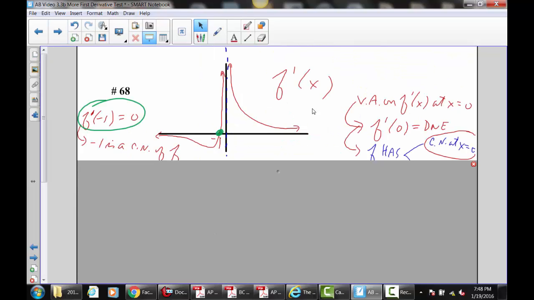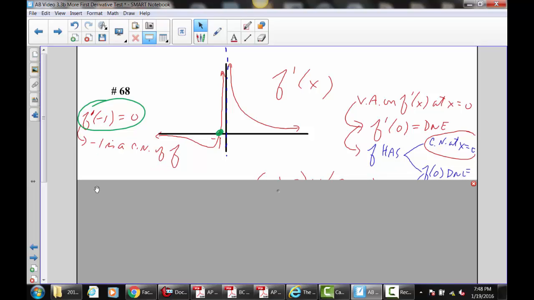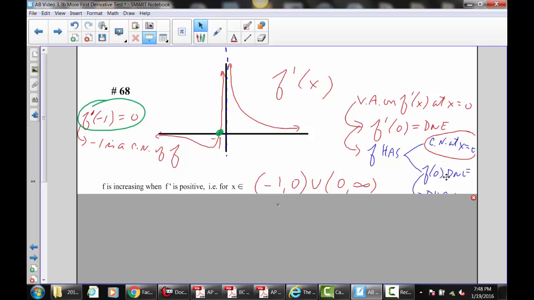Number 68, here's the graph of f prime. So you can see that f prime of negative 1 is 0. That's a point on the graph of f prime. Well, that tells you that negative 1 is a critical number of f because it makes f prime equal to 0. Now you'll notice the graph of f prime itself has a vertical asymptote at x equals 0, and that means that f prime of 0 doesn't exist because there is no point on the graph of f prime with an x-coordinate of 0.